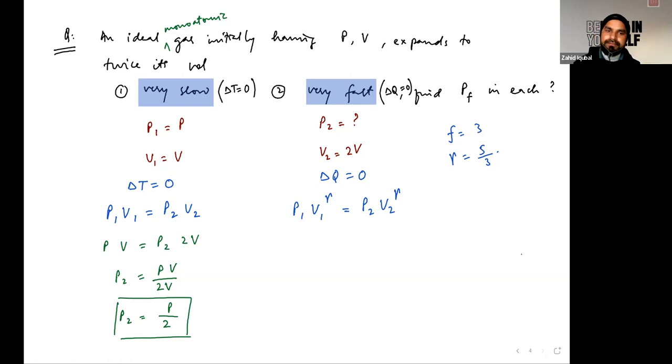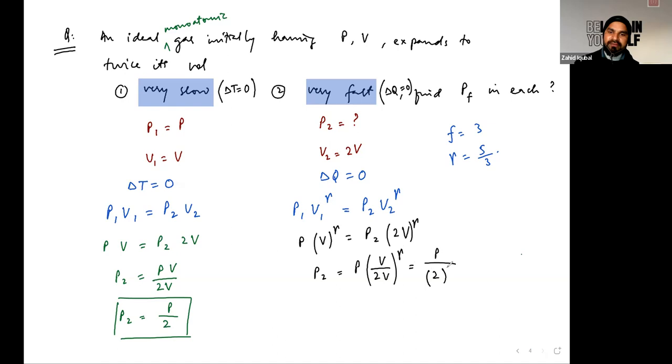In second part, P1 is P, V1 is V to the power gamma. P2 we have to calculate, and V2 is 2 times of V to the power gamma. Just move this term to left side. So P2 is equals to P, V by 2 times of V to the power gamma. V and V will cancel out, so you're left with P divided by 2 to the power gamma, and gamma is 5/3. So this will be your final answer.